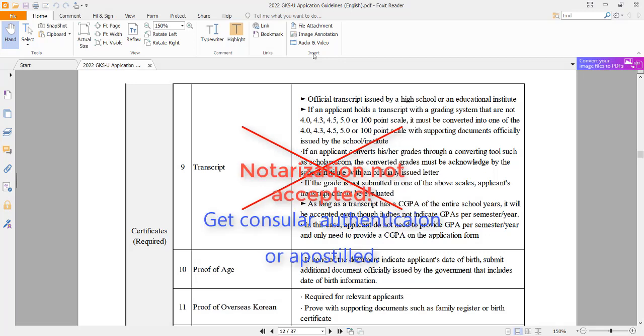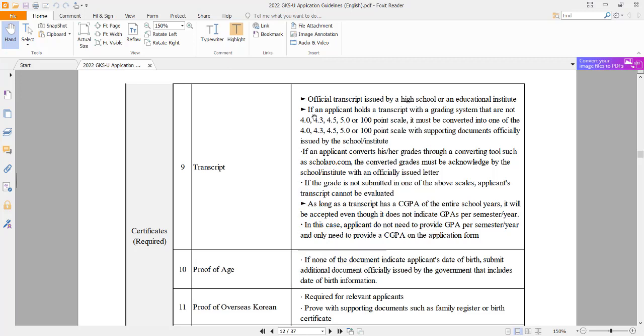So this is it. And one important point I would like to mention is what they have written here, that you need to convert your transcript to this scale. If your transcript is not on a 100-point scale or 4, 4.3, 4.5 and 5, then you'll have to convert it into this scale. But for India, I would say that all the marks are on a 100-point scale, so that would not be a problem.